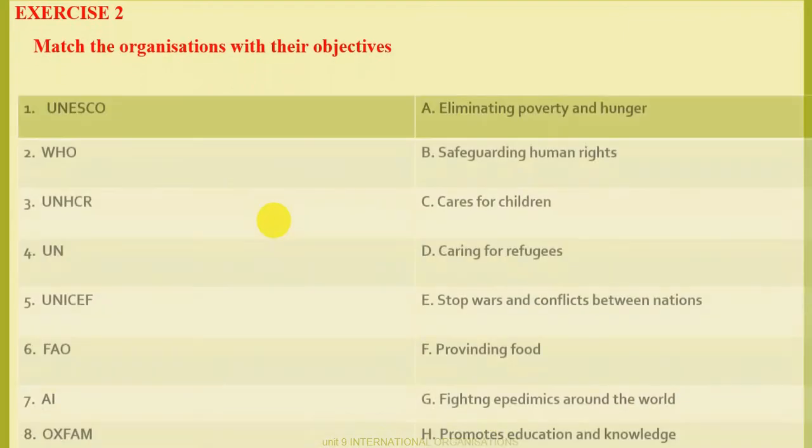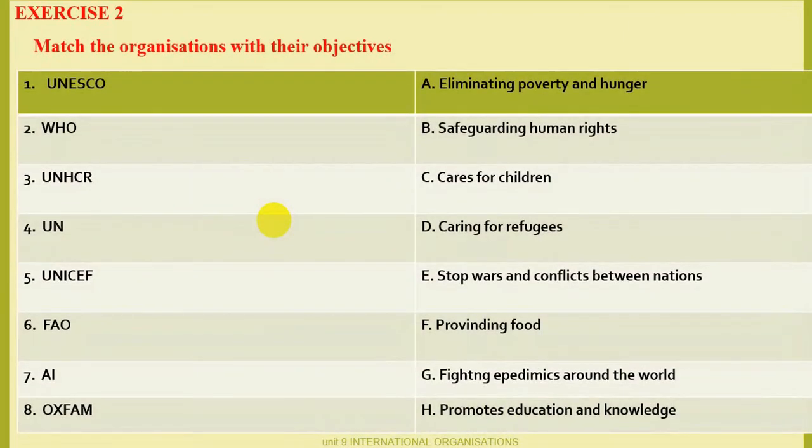So as exercise number 2, of course, you take your copybooks and you match the organizations with their objectives. For example, what is the objective of UNESCO, the WHO, the UNHCR? So you will find everything here. You just match. Good luck again.